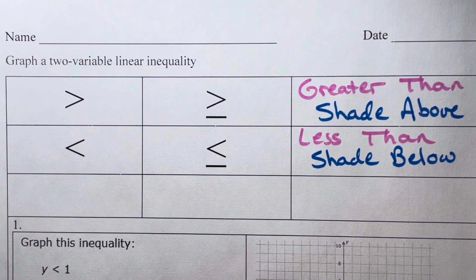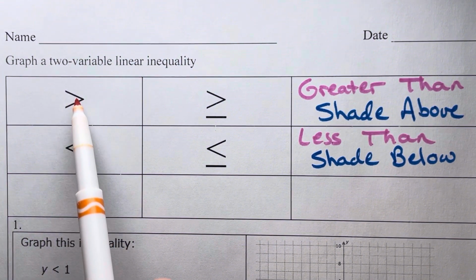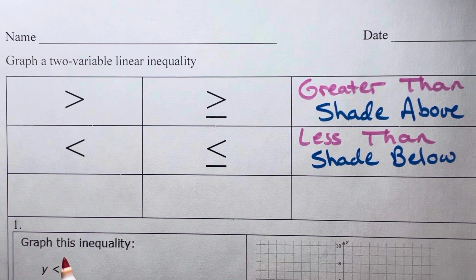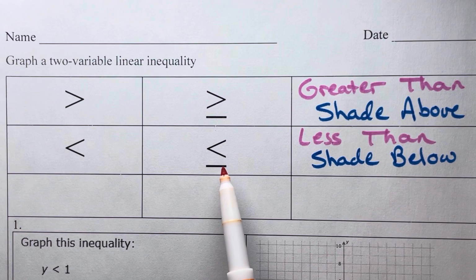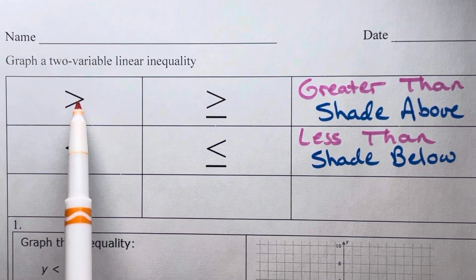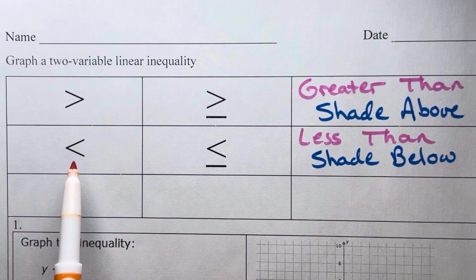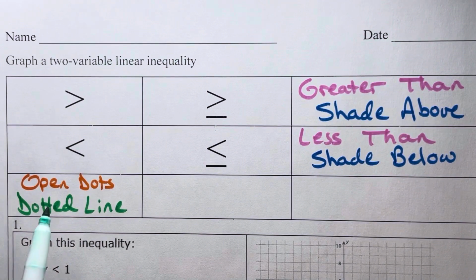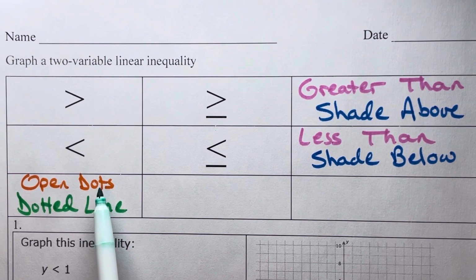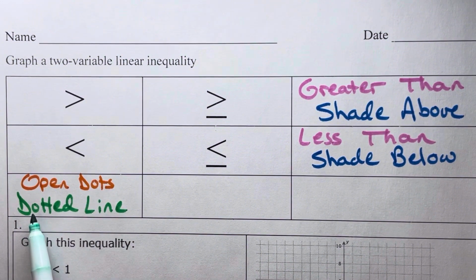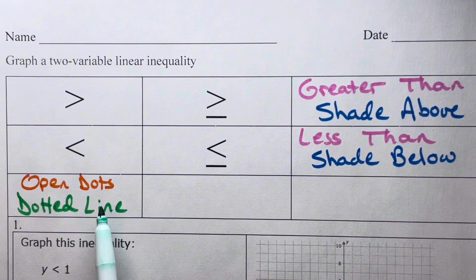Now let's talk about the two different types of lines, because we have a greater than and a less than in comparison to a greater than or equal to and a less than or equal to. If you have strictly a greater than or strictly a less than, then your line will be represented with open dots or a dotted line. So if this was just a number line, then you would have had an open dot at the point of interest. And similarly, with the coordinate plane, you're going to show this relationship with a dotted line.